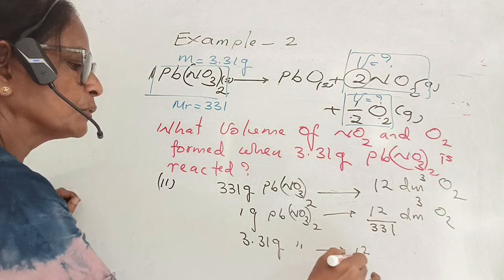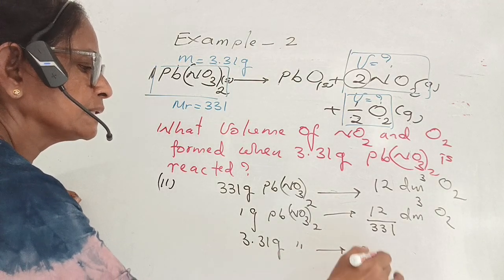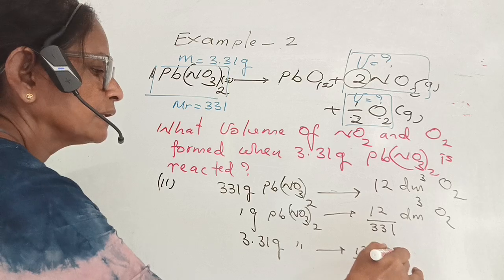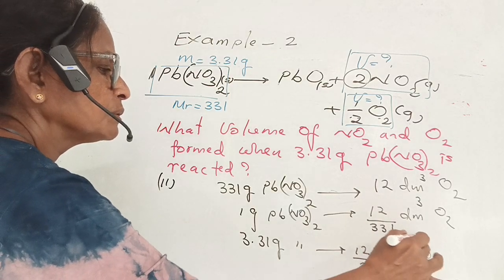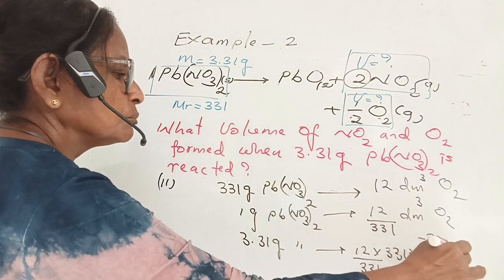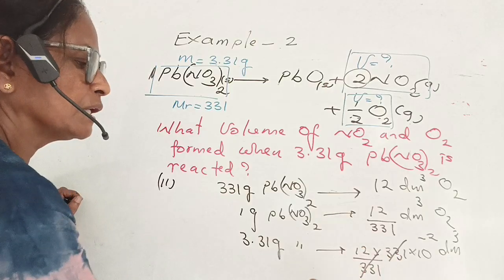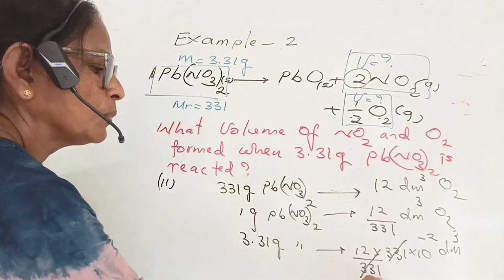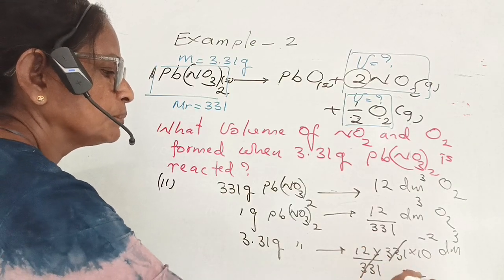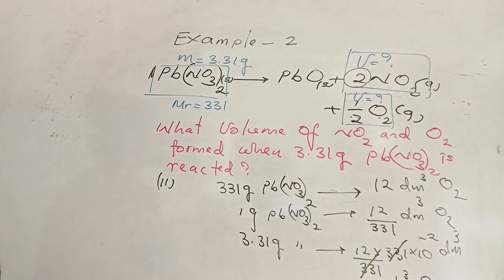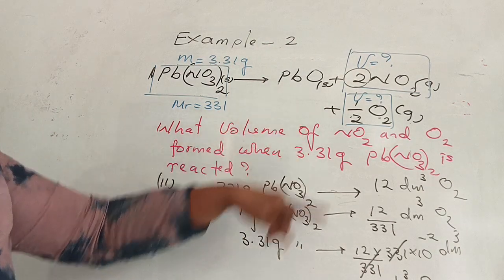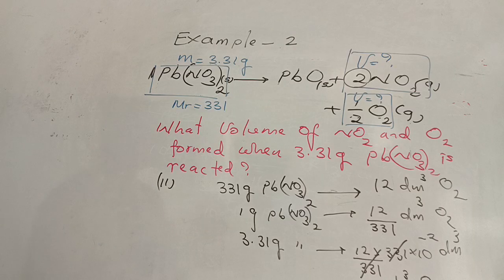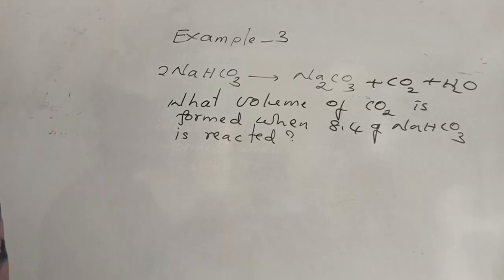So the product would be 12 divided by 331. I can write 331 times 10 to the power minus 2 decimeter cube also. Then these two get cancelled. The answer becomes 0.12 decimeter cube of oxygen. So without using a calculator, it can be obtained. The answer is 0.12 decimeter cube for the amount of oxygen produced.